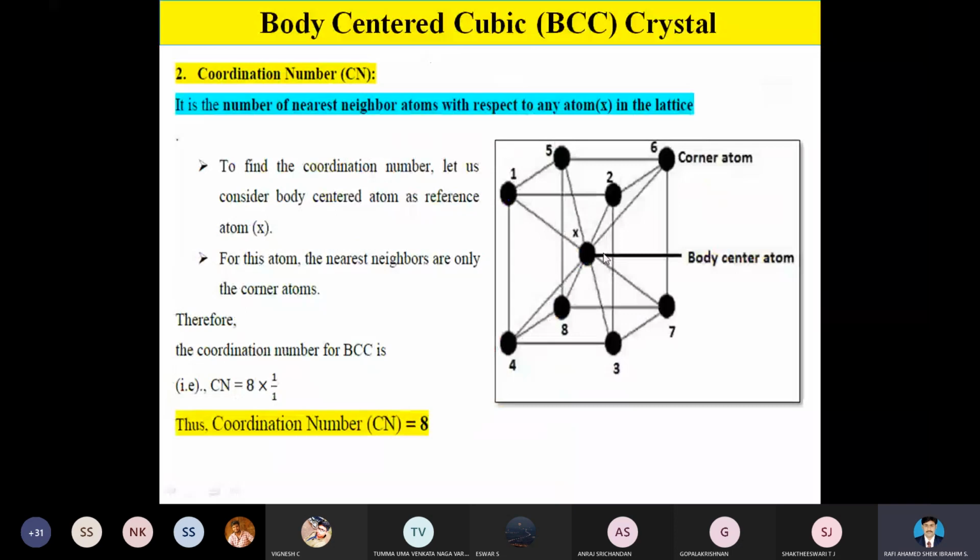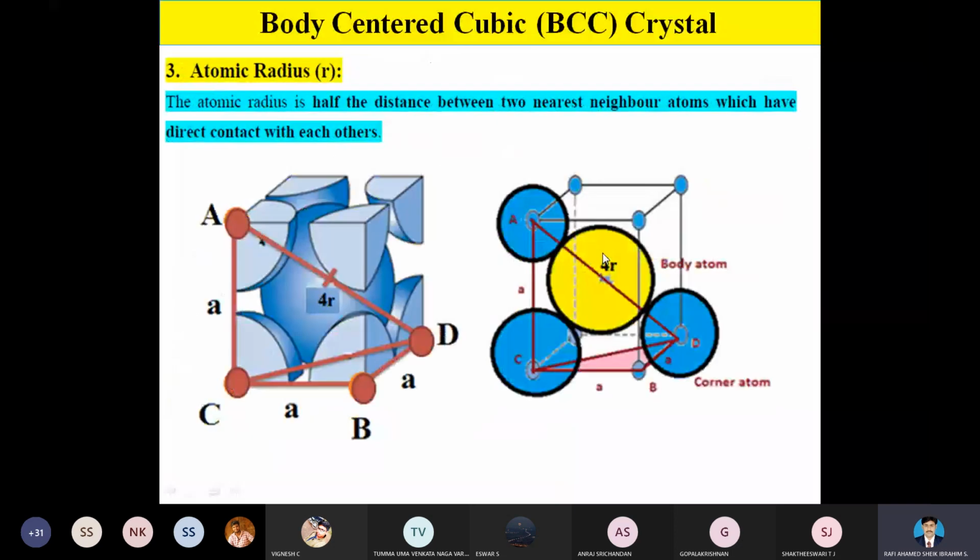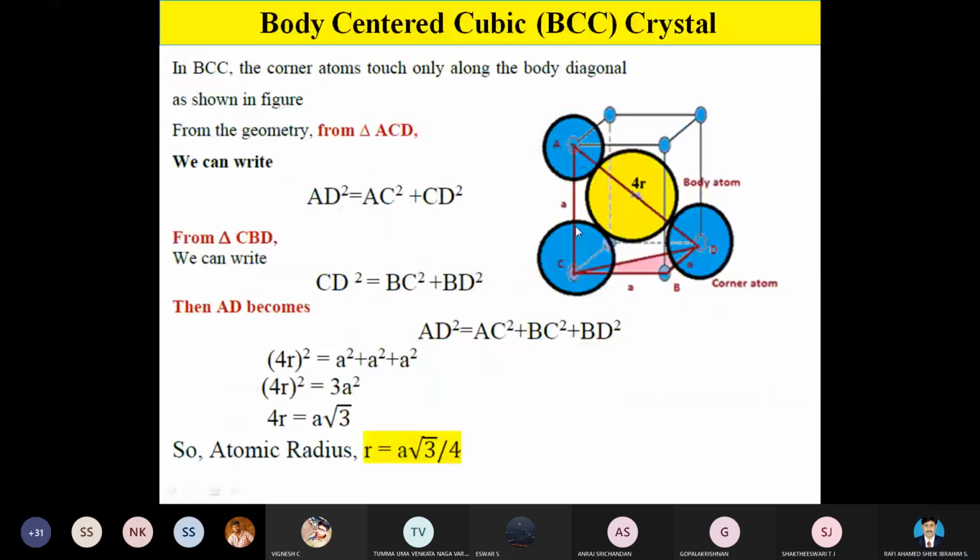For the atomic radius explanation, you can consider the second structure alone. So this is the way: you have to draw the structure, then write some explanation, and then give the result. Then only can we give you the full marks.